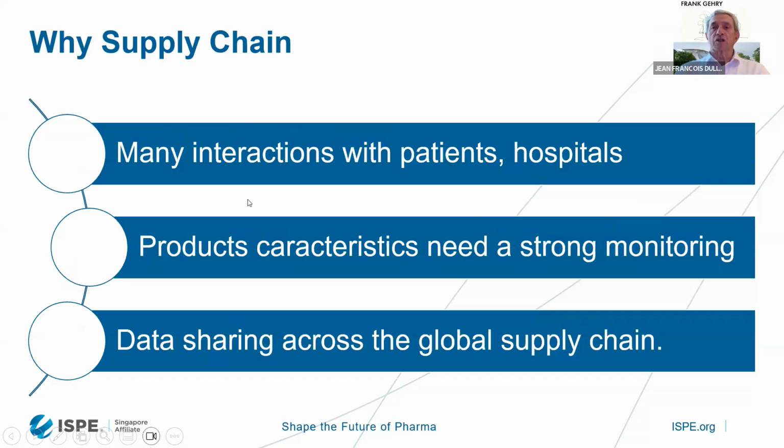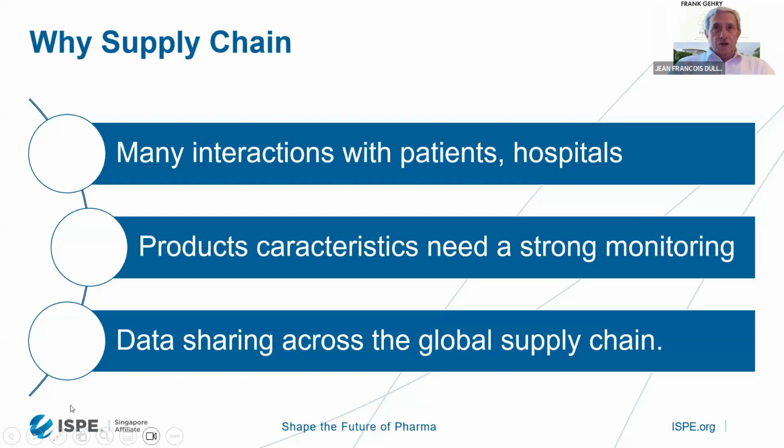Supply chain, the chapter is quite short. We have many interactions with patients and hospitals. The product characteristics need strong monitoring. We have as well data sharing across the global supply chain. That means that if somebody intervenes during the supply chain, everybody in the life cycle of the product is aware of what happened to the product.